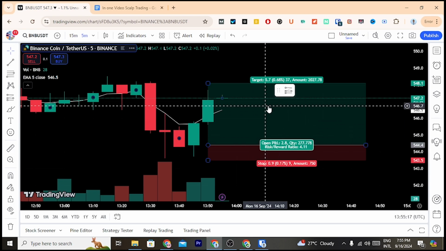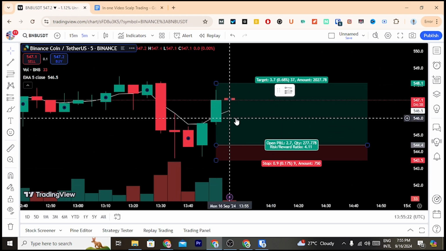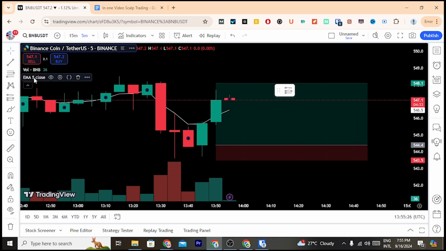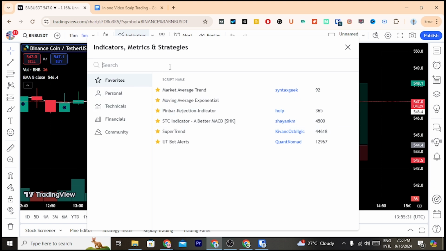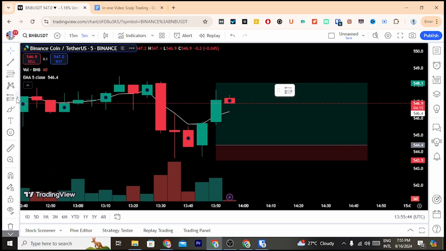In the 5-minute topic, we have to understand something. I will share a very interesting indicator named EMA. Let's see, you will see moving average exponential. You can add this. Just click on it and it will be added automatically. See this marker. Okay.